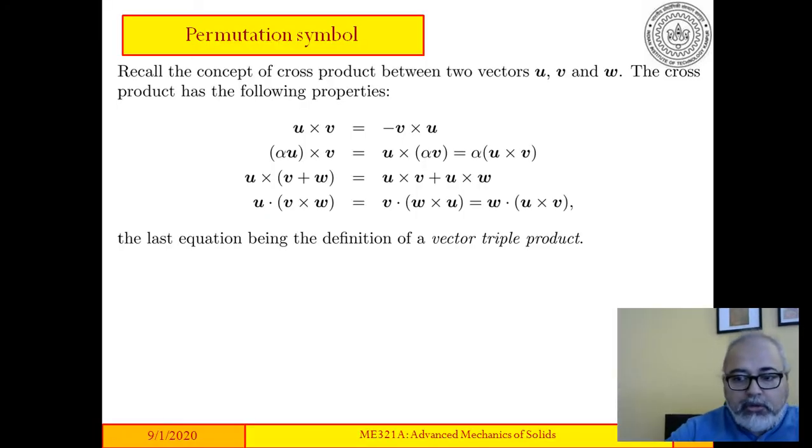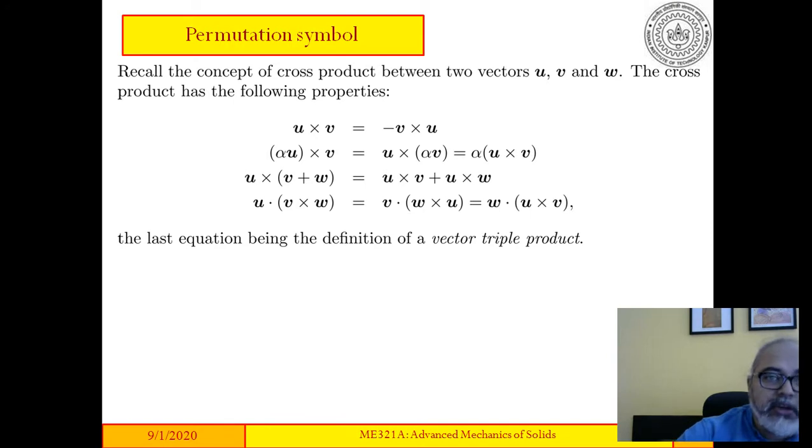Okay, so we have another kind of vector product, which is the cross product between two vectors u and v. We denote it by this cross. Now we also know that the cross product is not commutative. So if you change the order of u and v, you get minus v cross u. The result of a cross product is a vector.